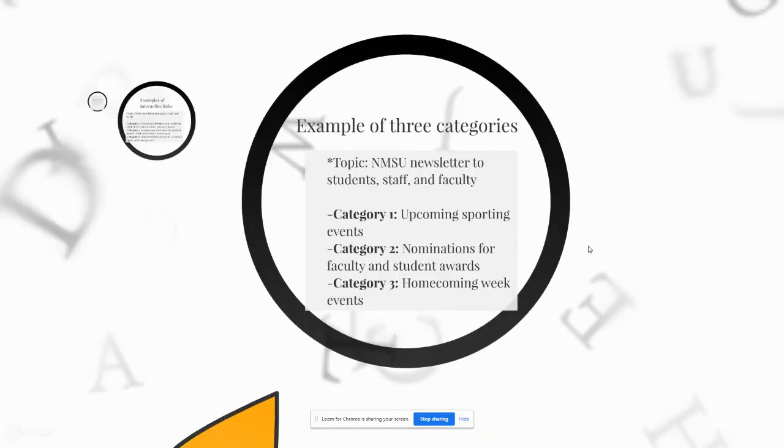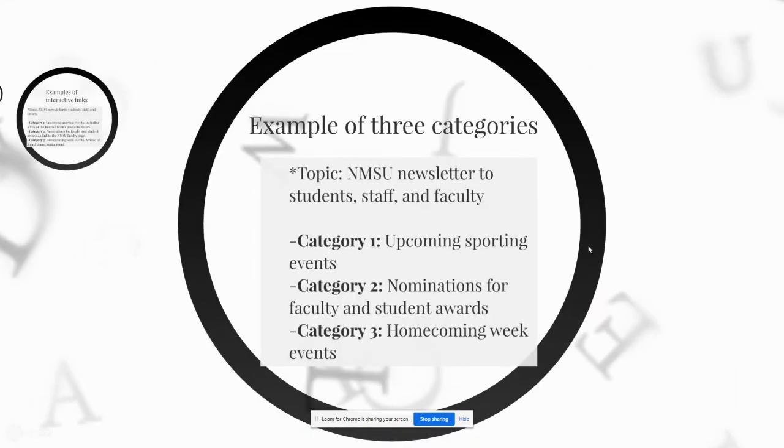So let's think about that a little bit more. Off the top of my head, something you can think about is if you wanted to represent NMSU or DACC, right? If you wanted to represent them and you're writing a newsletter to students, staff, and faculty, because those are the main audiences with the school itself. So it's a wide range of audiences, but it helps you get ideas.